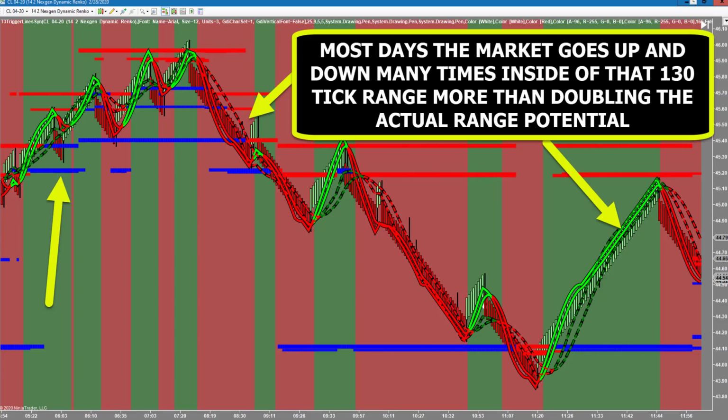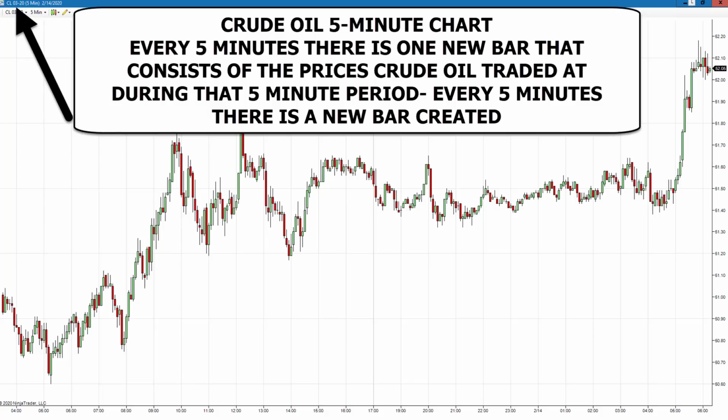In much the same way the S&P goes up and down intraday, crude oil does the same thing. Crude oil can go down 100 points, up 100 points, down 50, up 50. So doubling or tripling that range, giving us ample opportunity to be able to reach our goals and objectives.